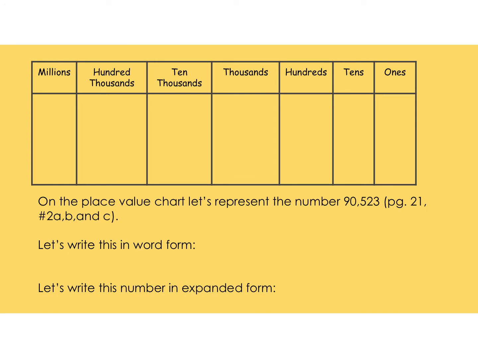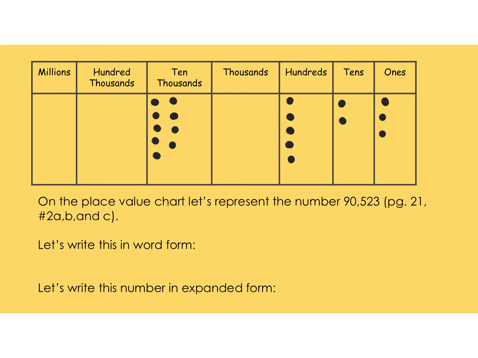Okay, so get out your homework book, and on the place value chart, let's represent the number 90,523. This is on page 21, problem A, B, and C. First, we're going to represent this number on the place value chart. So let's stop just a minute and do that. Okay, so I've drawn on my place value chart. I have 9 ten thousands. Okay, so we have a 0 in the thousands place, so I put nothing on my place value chart. There's nothing in the thousands place. I have 5 hundreds, 2 tens, and 3 ones.